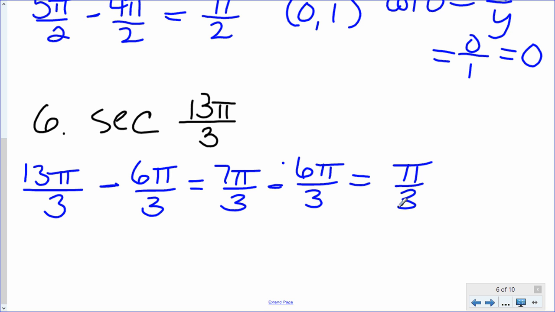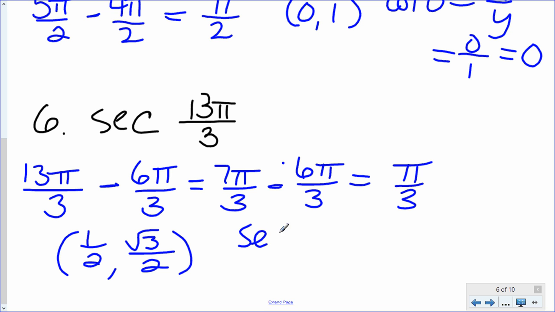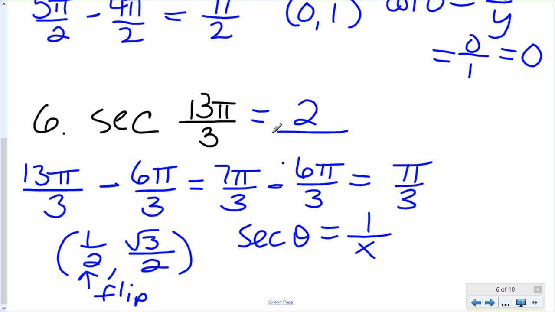Now, pi over 3 is in quadrant 1, so it's the same as its reference angle. So just think of that ordered pair. The ordered pair at pi over 3 is 1/2, comma, square root of 3 over 2. All right, now we want to find secant. So remember, secant theta, secant is the reciprocal of cosine, so it's 1 over x. So basically, we just need to flip the x coordinate, and this equals +2.